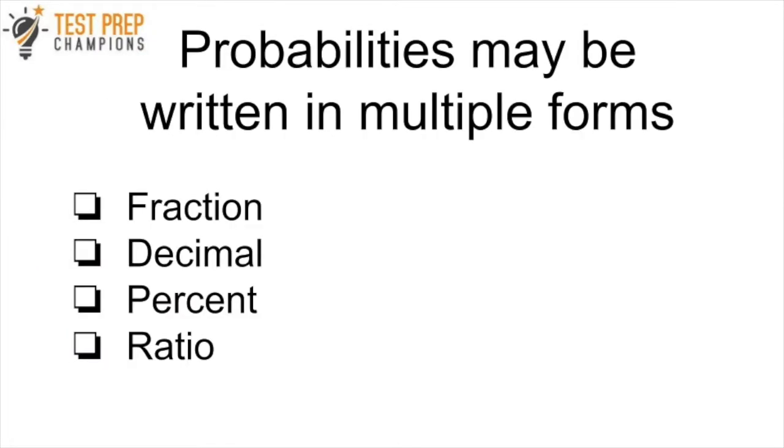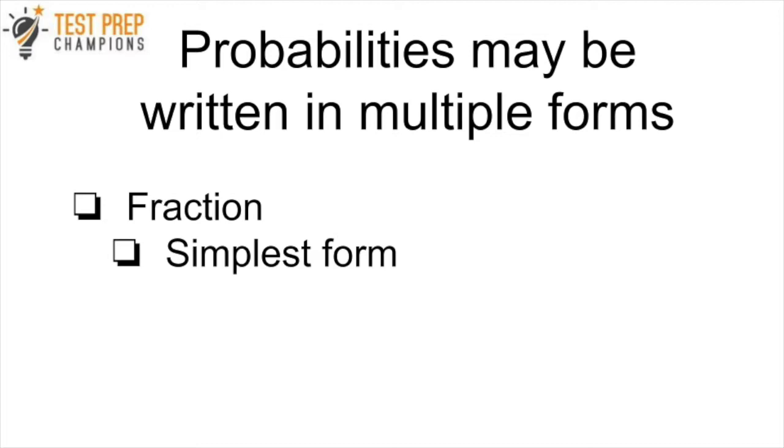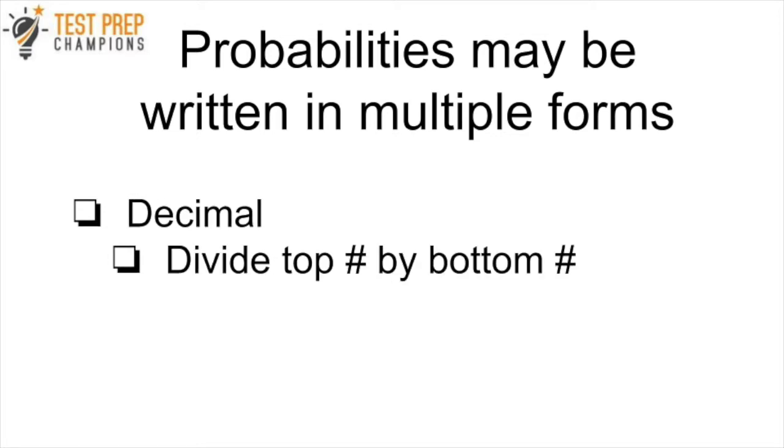So this brings us to an important point: probabilities can be written in multiple forms on your test. These forms include fractions, decimals, percents, and ratios. For fractions, one thing to remember is that the answer choices are almost always going to be written in simplest form. But you may also encounter probabilities as decimals, and there are some values like 1 over 4 that you should memorize, that's equal to 0.25. For example, 1 over 2 is equal to 0.5. But if you don't have all these values memorized, then you can just do it in your calculator.